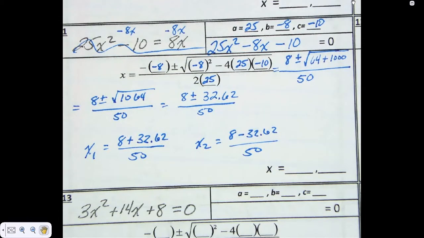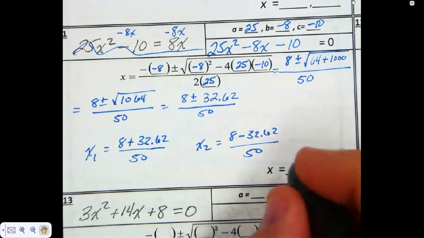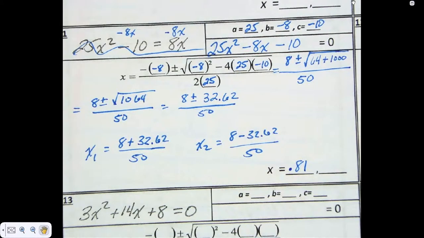First thing I put in my calculator. Okay, so for the first one, I go 8 plus 32.62 equals 40.62, and then I press divided by 50. What did you guys get? I got 0.81.